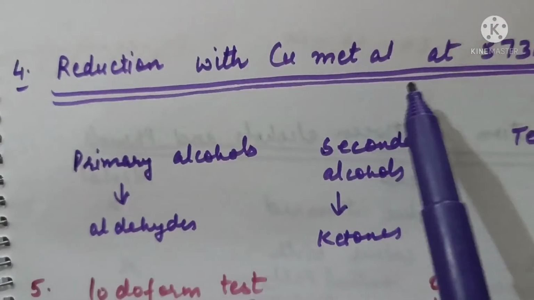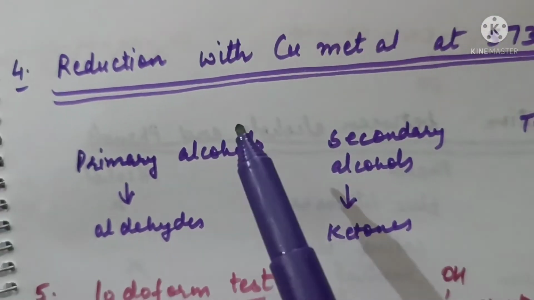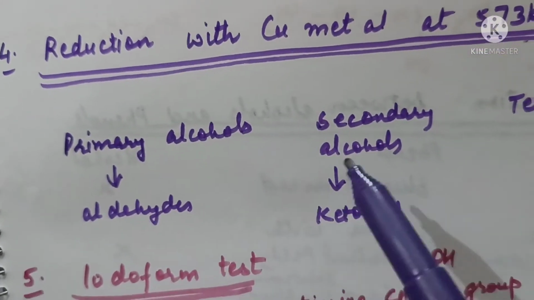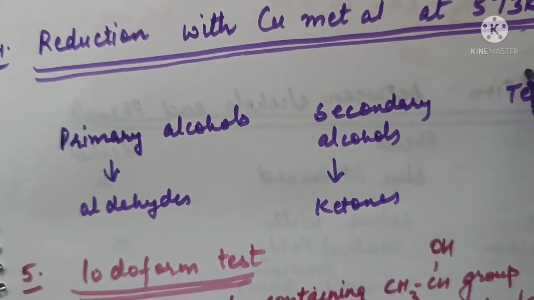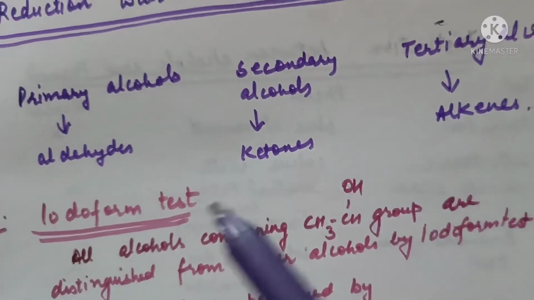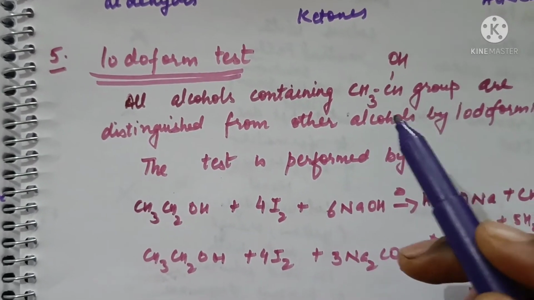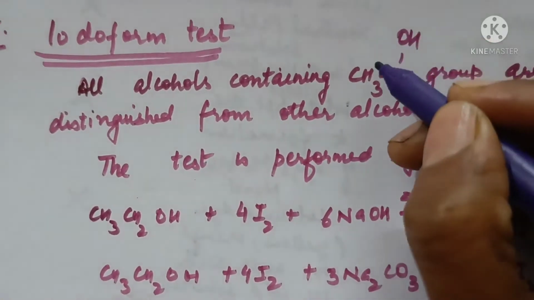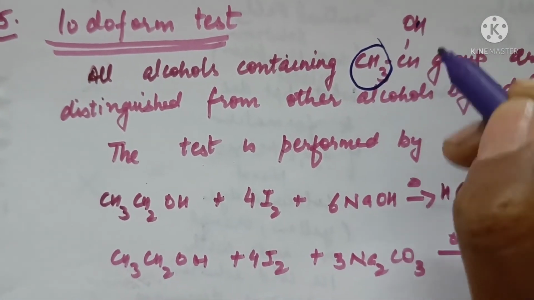Reduction over copper metal at 573 Kelvin also gives different products. For example, primary alcohol will give aldehyde, secondary alcohol will give ketones, and tertiary alcohol will give alkenes.